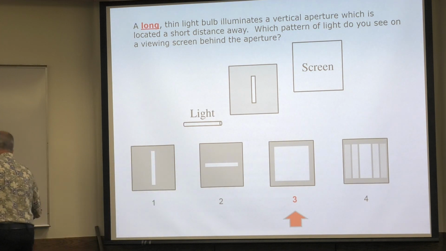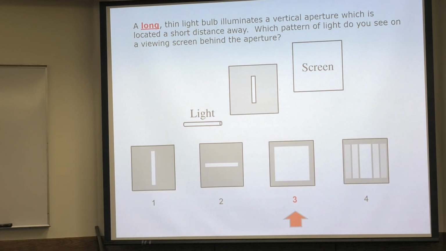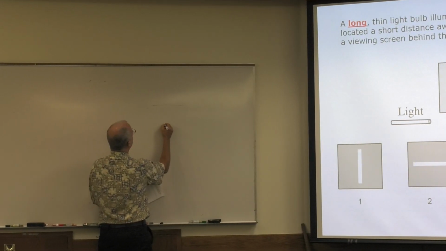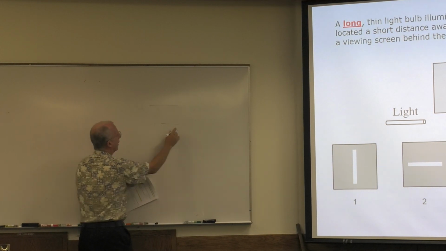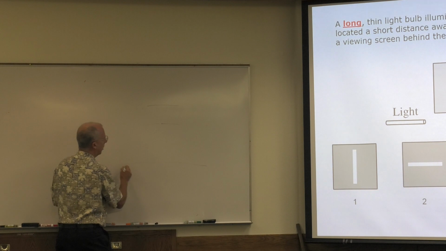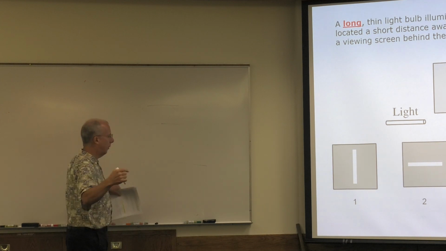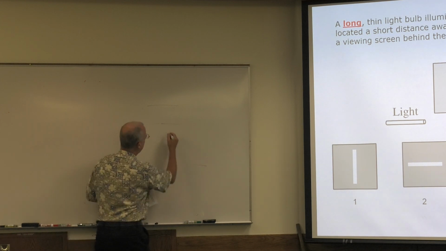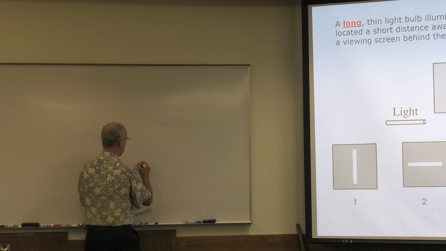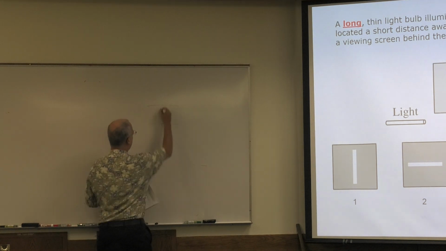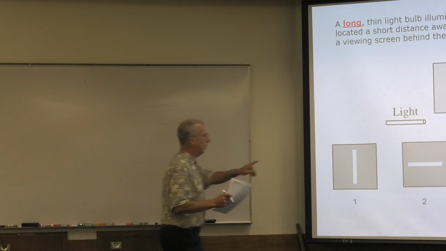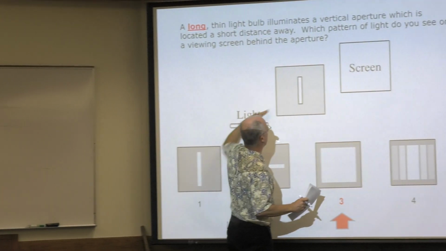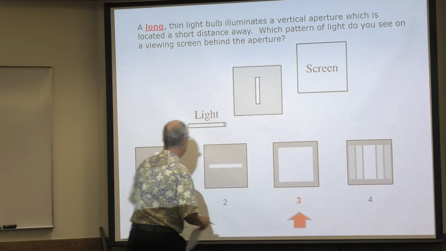And here's why. Let's pretend this is the screen, and this is the vertical aperture, the slit, and here's the long light bulb. We're looking down on it. So rays of light go here, and everywhere in between, right? So we're going to get something like that. But then they're going to go up here, right? So it's just going to form a nice square.